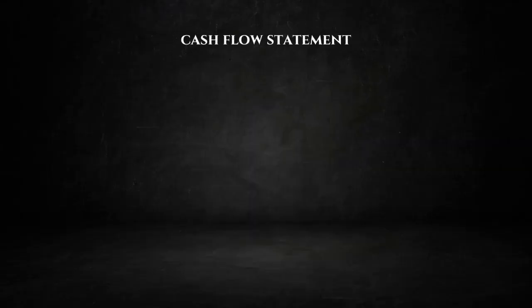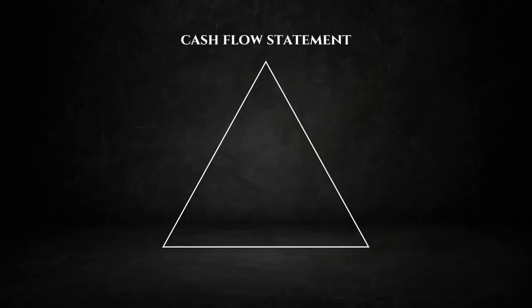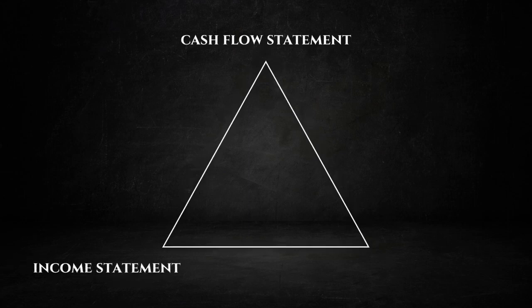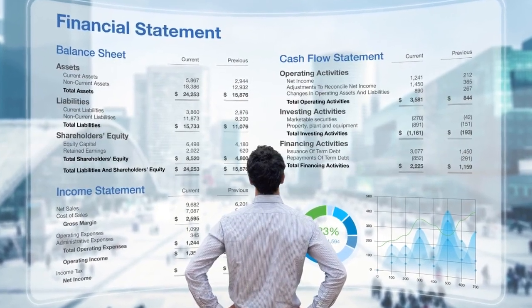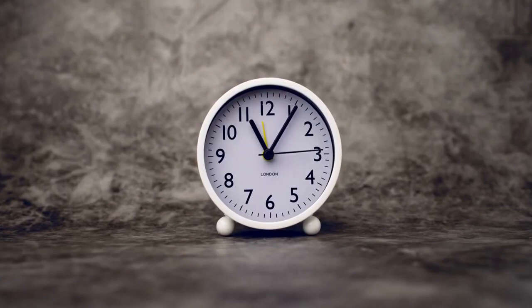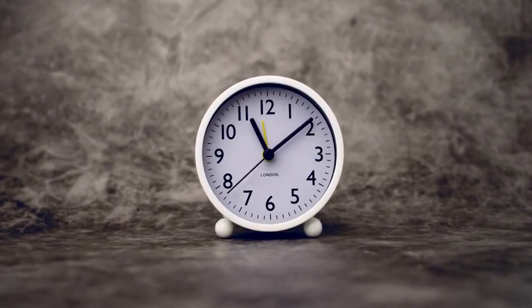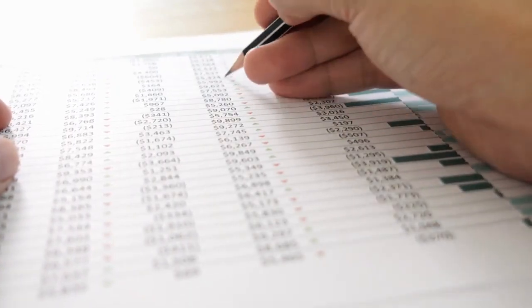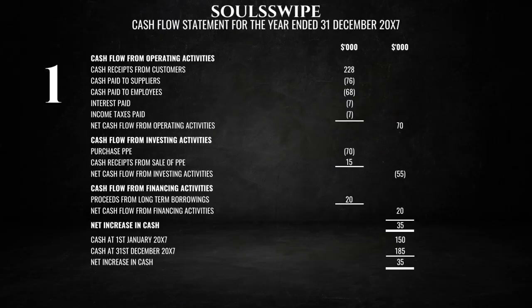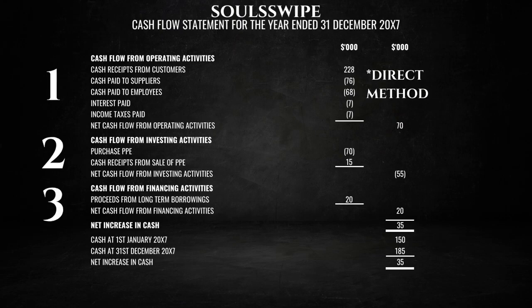As you may already know, the cash flow statement is one of the three fundamental financial statements, along with the income statement and balance sheet. Its primary purpose is to provide a comprehensive overview of how the cash balance in the balance sheet has changed over a specific period of time, typically a quarter or a year. The cash flow statement categorizes cash inflows and outflows into three main sections: cash flow from operating activities, cash flow from investing activities, and cash flow from financing activities.